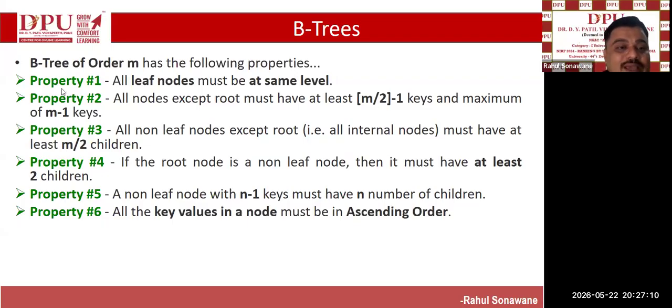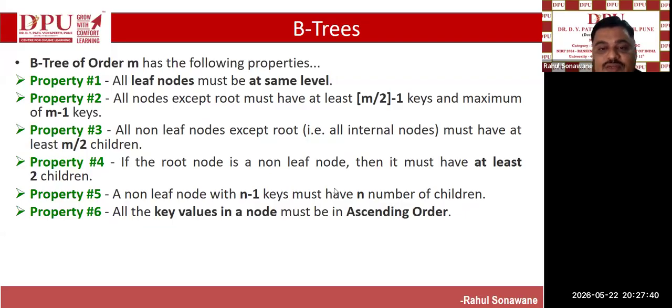So by keeping the original properties of the M-way tree, and by adding these two more, like all the nodes except root must have at least m by 2 minus 1 keys, right? And all the non-leaf nodes except root must have at least m by 2 children, right? And the third property which is added in a B-tree is all the leaf nodes must be at the same level.